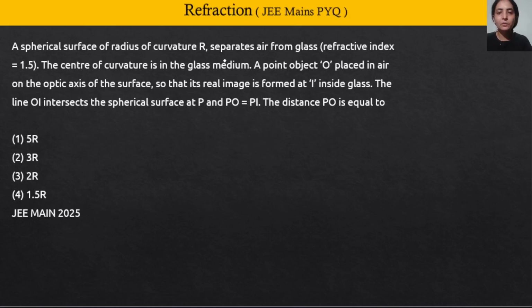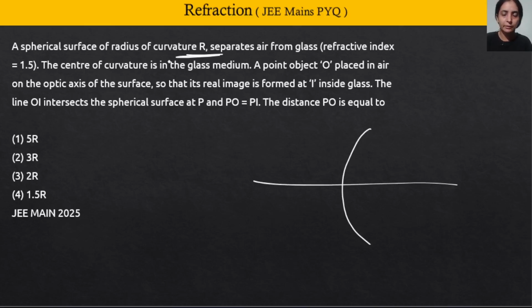The spherical surface of radius of curvature r separates air from glass. It is separating air from glass, okay. It has radius of curvature r given in the question. What else is given? The center of curvature is in the glass medium, okay. So this is your glass, the center of curvature will be somewhere here. This is air. A point object O is placed in air. Let's say O is kept here in air on the optic axis of the surface so that its real image is getting formed at I inside the glass. Let's say somewhere on this side.